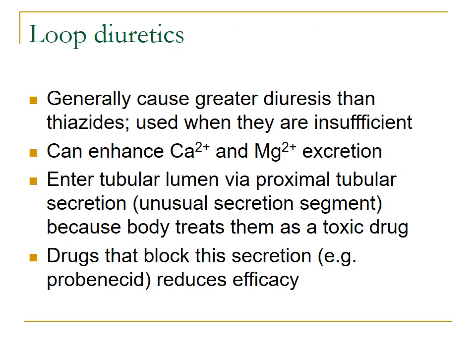Loop diuretics. Generally cause greater diuresis than thiazides, used when they are insufficient. Can enhance Ca2+ and Mg2+ excretion. Enter tubular lumen via proximal tubular secretion, unusual secretion segment, because body treats them as a toxic drug. Drugs that block this secretion, e.g. probenecid, reduce efficacy.